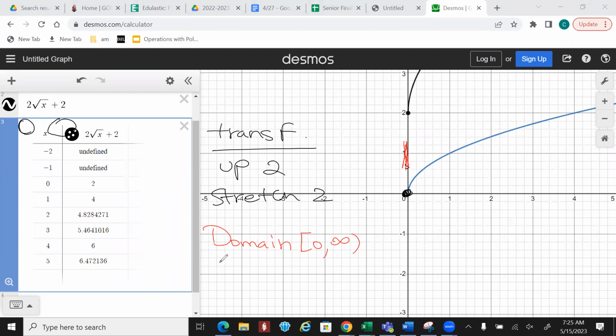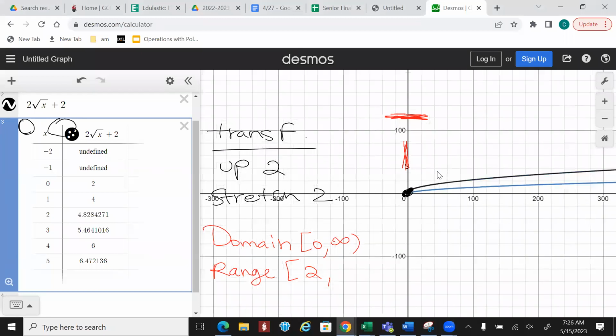What about our range? What's our lowest y value? 2. What's our highest y value? No. Our highest y value. So if we zoomed out, does it keep increasing? It's infinity.